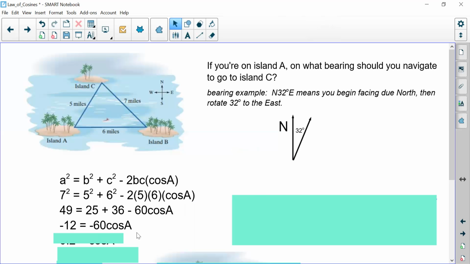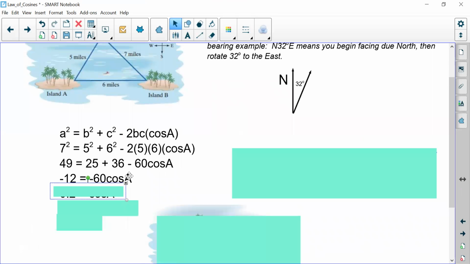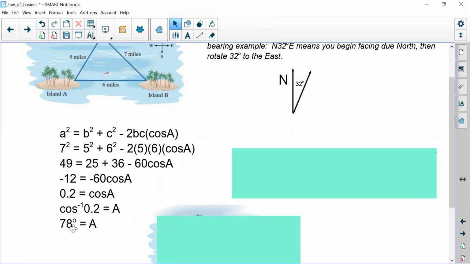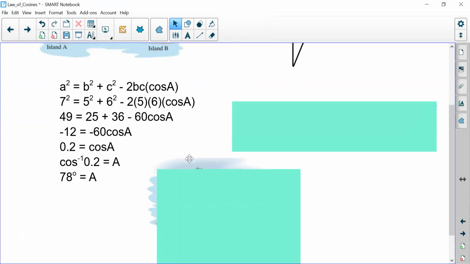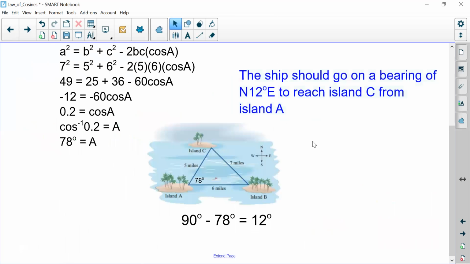And then I could divide by a negative 60. Great. I could divide by negative 60 and I get positive 0.2. Cosine inverse that. Go to my calculator and I discover that angle A is 78 degrees. That means this angle is 78 degrees. So this angle right here. So what's my bearing? Well, I have to remember this angle, which is just 90 minus 78. So it's 12 degrees. And my bearing is therefore north 12 degrees east. So 12 degrees east of north.